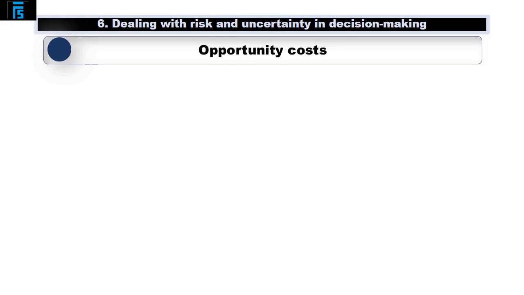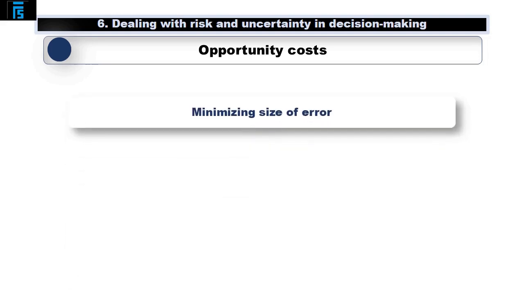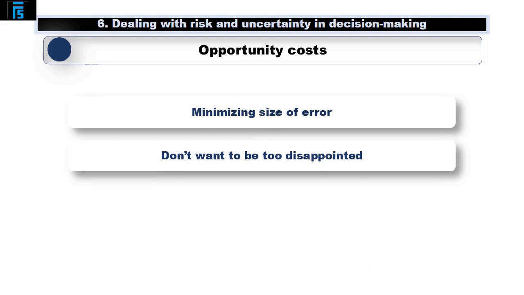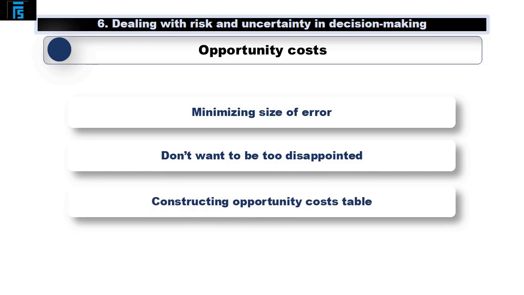A slightly different approach to risk aversion is to focus on opportunity costs. A risk-averse individual may seek to choose the option that minimises the size of the error they made in hindsight. In other words, they don't want to be too disappointed when they look back that they could have made a better choice. This involves constructing a table of opportunity costs, which again uses the payoff table as a starting point.